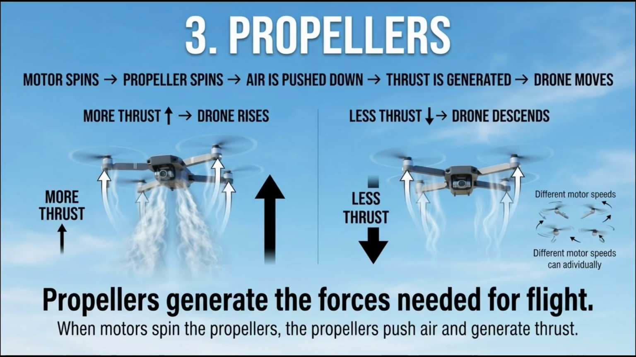3. Propellers. Propellers generate the forces needed for flight. When motors spin, the propellers push air and generate thrust. More thrust, the drone can rise. Less thrust, the drone can descend. By adjusting the direction and speed of individual motors, the drone can also control its movement.